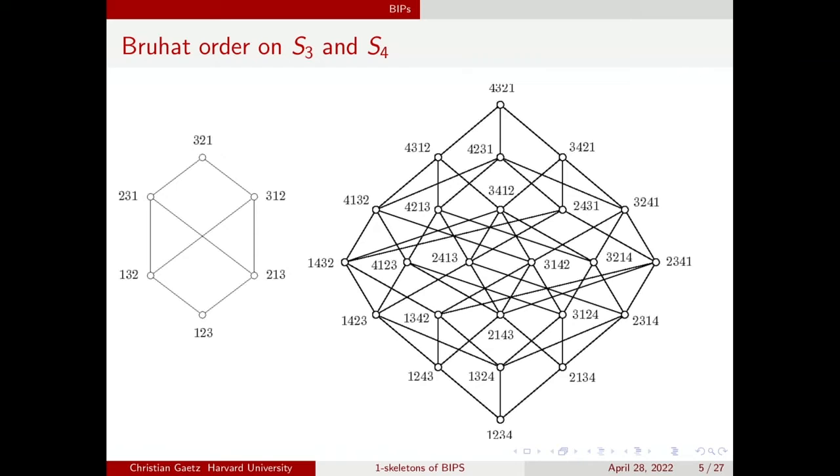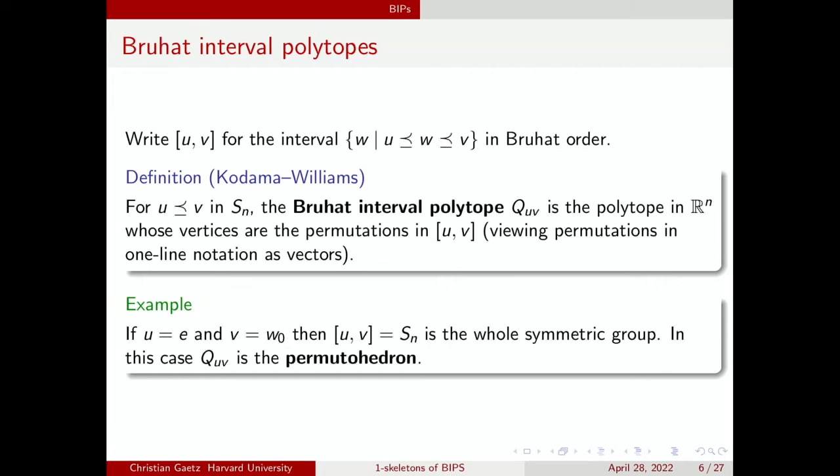And this is what it looks like on S4. So it's fairly complicated already in the case of S4. And this partial order shows up in a lot of combinatorics, a lot of algebraic geometry related to things like Schubert varieties. The context we're going to be interested in is Bruhat integral polytopes.